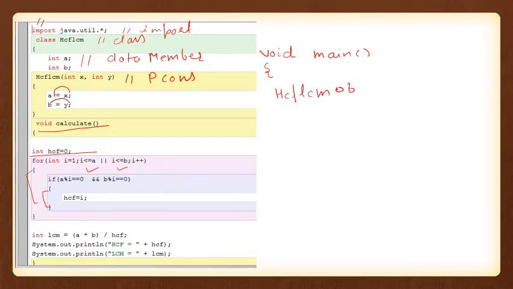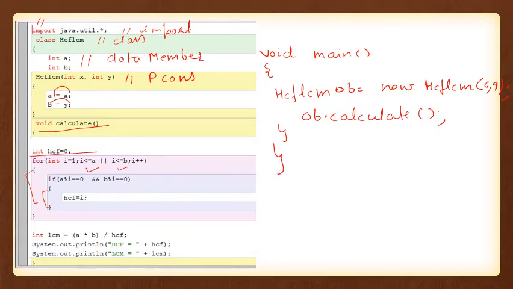OB equals to new what? HCF LCM. Here is a parameterized constructor. So at the time of creation of object, you pass the parameters 6, 9. After that, you call the function ob.calculate. So it will print the HCF and LCM of 6 and 9.